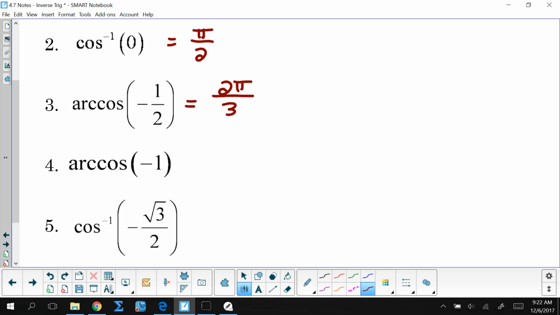How did you find that? Where on the top half of the unit circle is the cosine equal to negative 1/2? Okay. Negative 1. Arc cosine of negative 1 is equal to pi. Inverse cosine of negative the square root of 3 over 2 is 5 pi over 6.